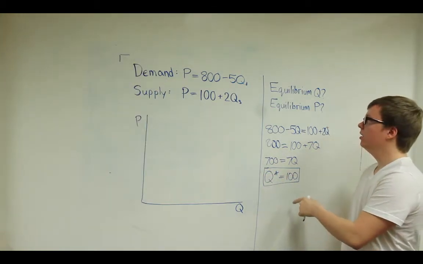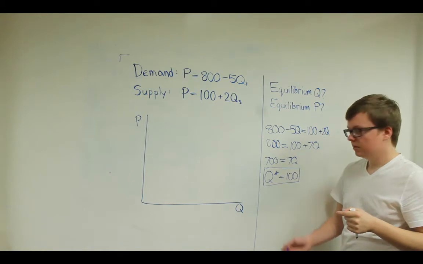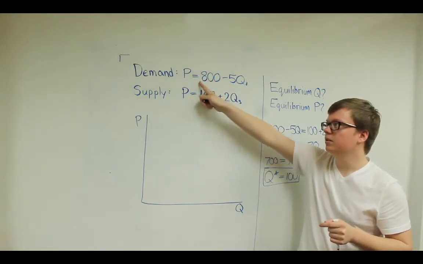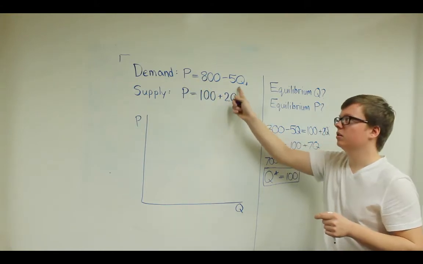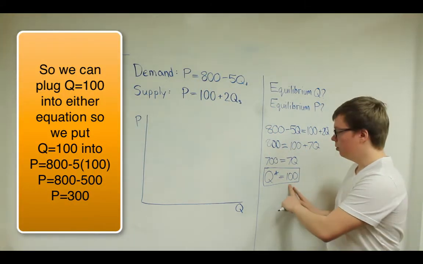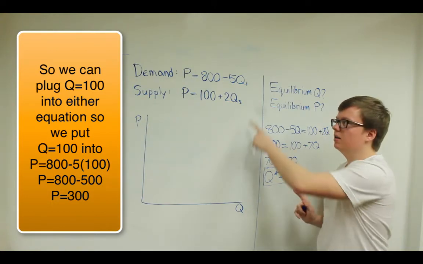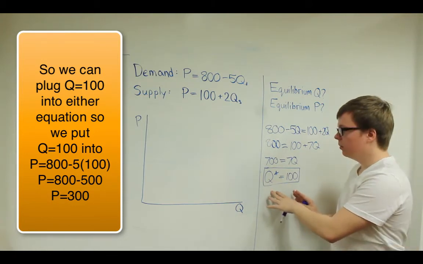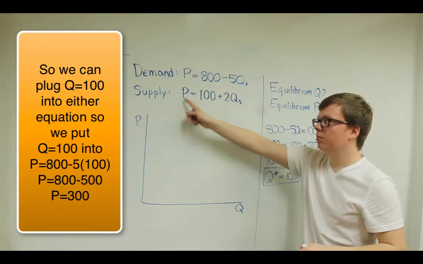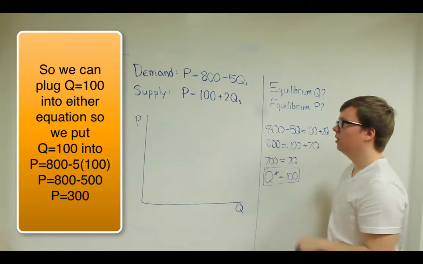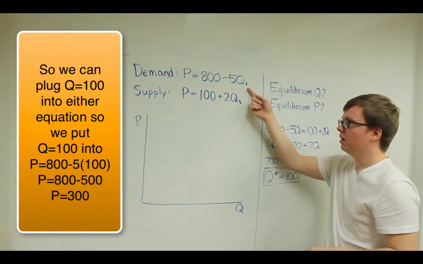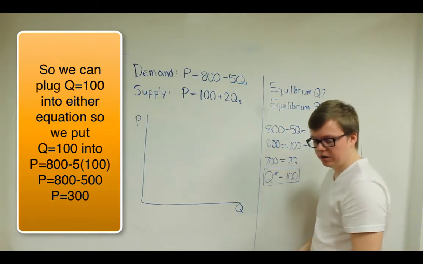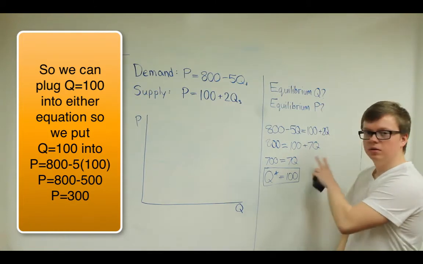Then from there, we want to solve for equilibrium price. Here we have two equations that give us price as a function of quantity. So you plug this equilibrium quantity into either equation. And by the way we solved for equilibrium quantity, you'll get the same price from both equations. So I'll just pick the demand equation.